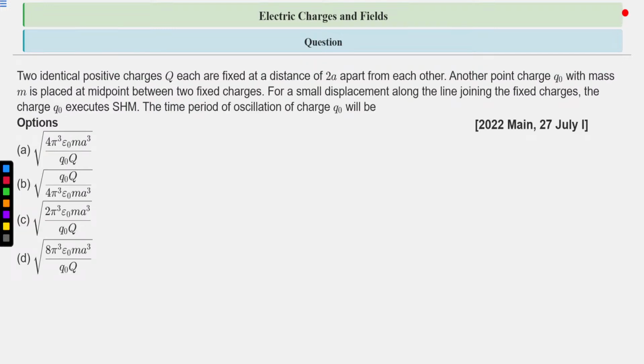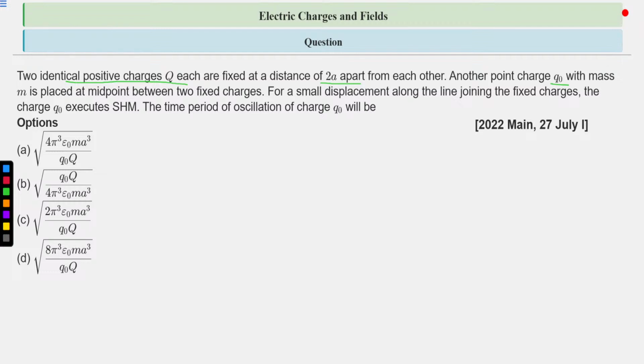Two identical positive charges Q each are fixed at a distance of 2a apart from each other. There are two identical positive charges having charge Q and fixed at a distance 2a apart from each other. Another charge Q naught with mass M is placed at the midpoint between the two fixed charges. For a small displacement along the line joining the fixed charges, the charge Q naught executes simple harmonic motion, SHM. The time period of the oscillation of the charge Q naught will be.